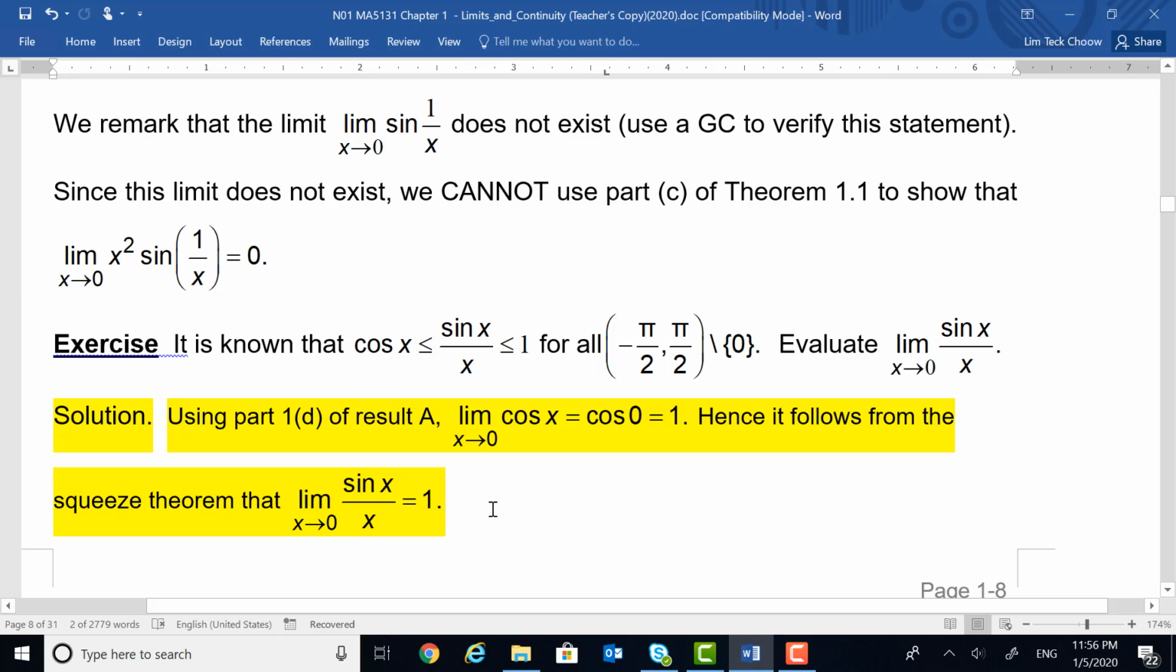So by a very nice and simple application of the squeeze theorem, we have this very nice result that the limit as x goes to 0 of sin x over x is equal to 1. By the way, if I turn this upside down, it means I write this as x over sin x. The limit will also be equal to 1. It's the same.